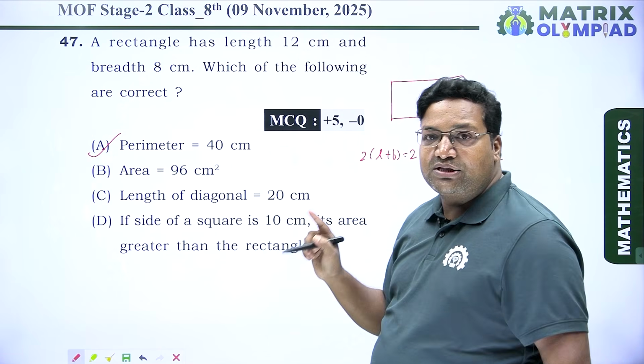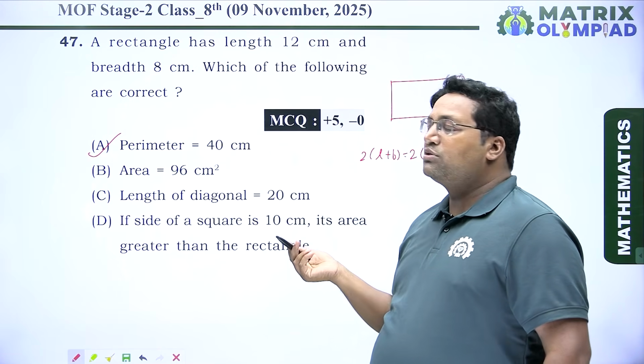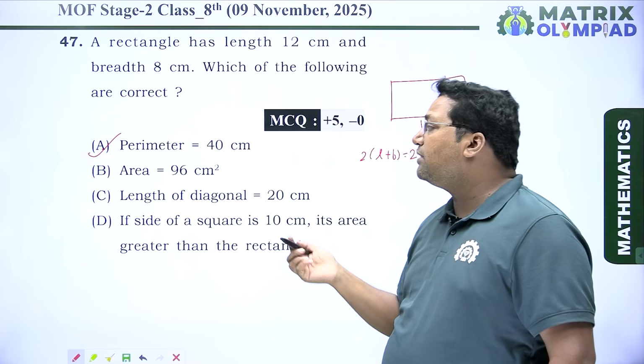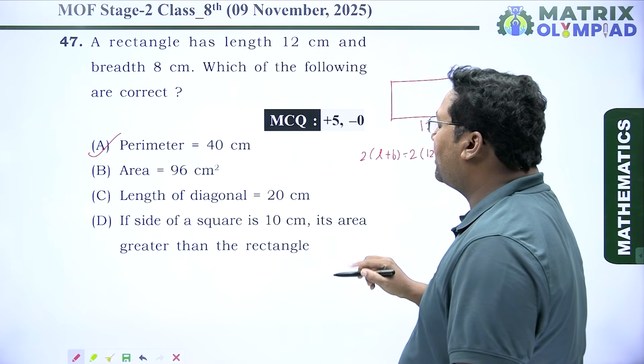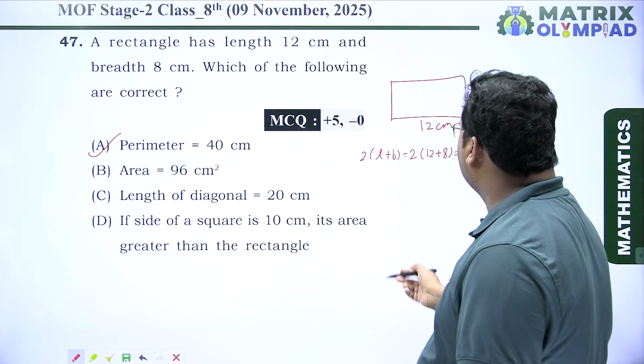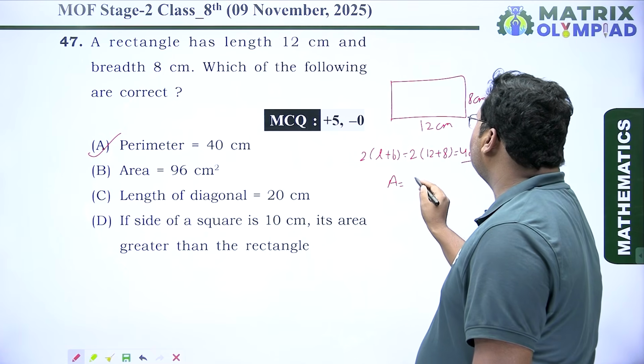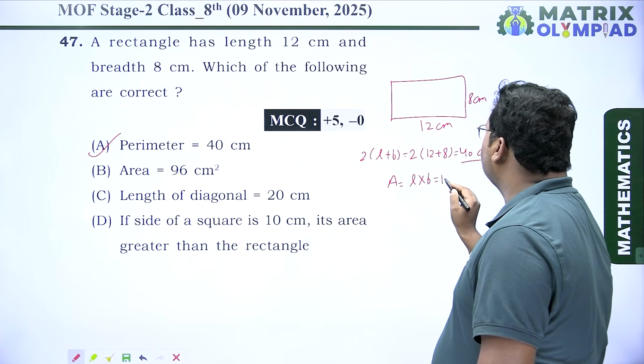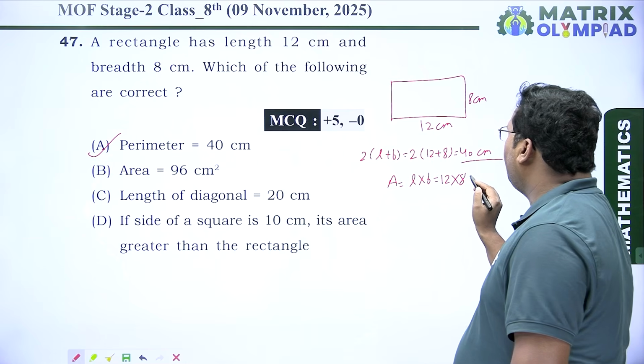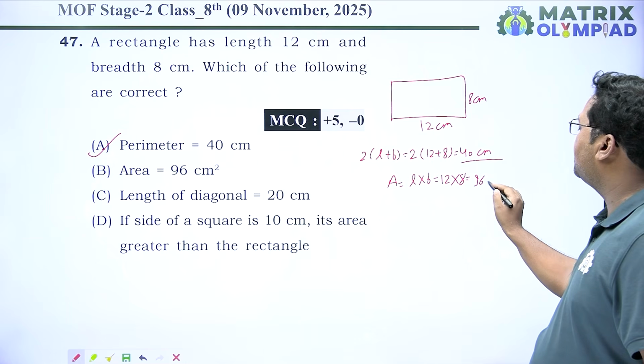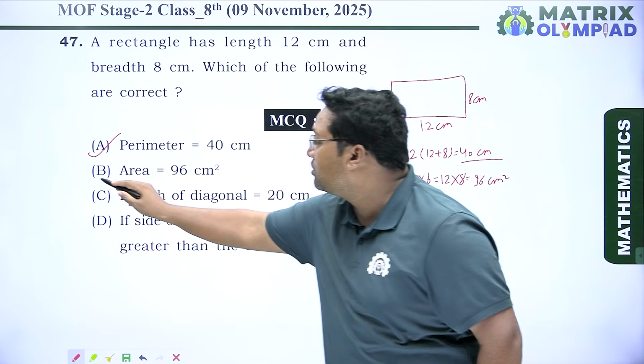This question is a MCQ. It means here multiple answers are there, so it means first answer is true. Second is area equal to 96 centimeter square. So area of rectangle is L into B. Here L is given 12, B is given 8. So 12 into 8 is 96 centimeter square. It means area is also correct.